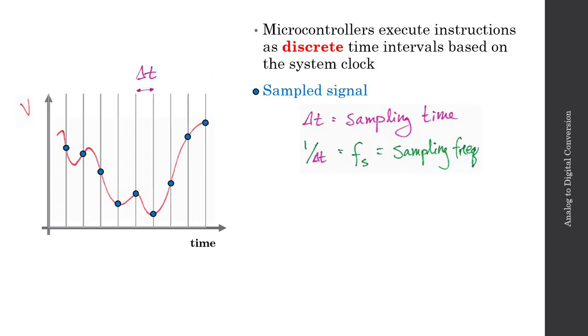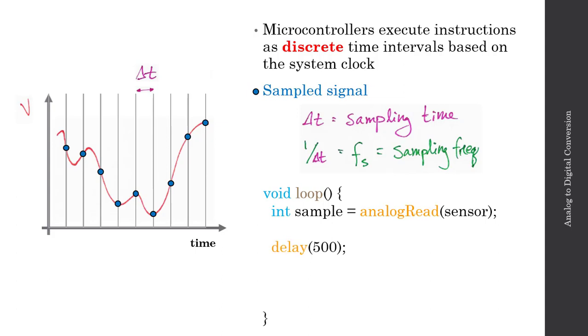Let's define then a sampling time on the Arduino. Here we have an analog read statement inside of a loop function, and this will be followed by a delay. And here my delay is set to 500 milliseconds or half a second. Let's say the blue dots on my figure represent measurements taken every 500 milliseconds. As a result, my delta t will be 1/2 of a second.